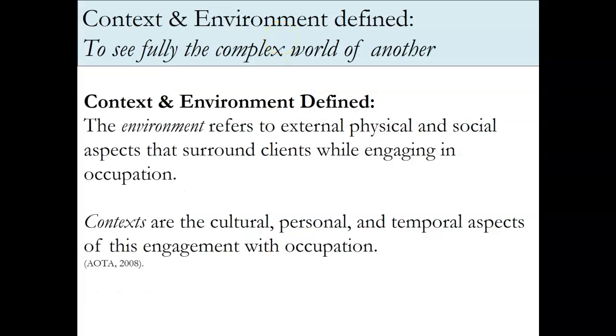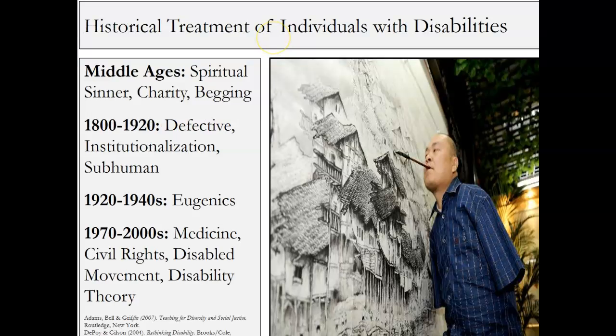Context and environment defined: to see fully the complex world of another, defining what it's about with this class. The environment refers to the external, physical, and social aspects around the clients while engaging in occupation. Context are the cultural, personal, and temporal aspects of this engagement with occupation. Okay, I'm going to stop this.